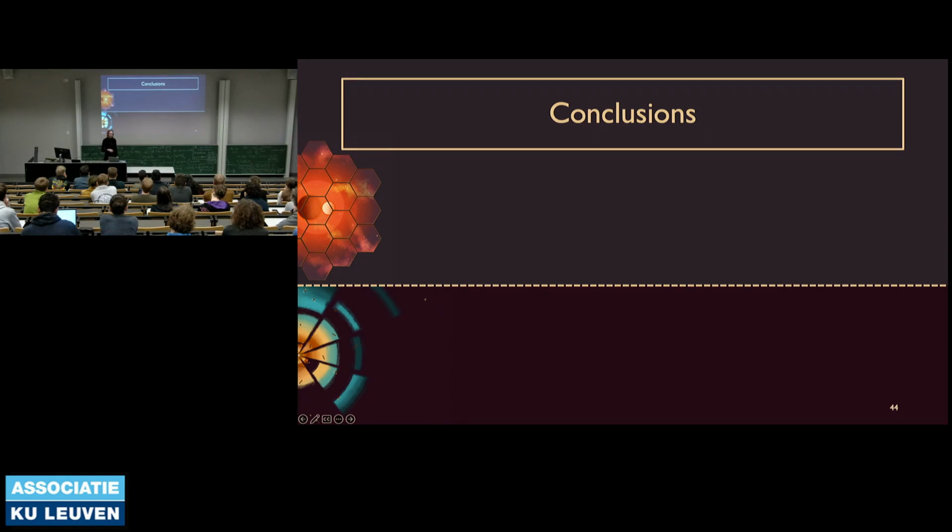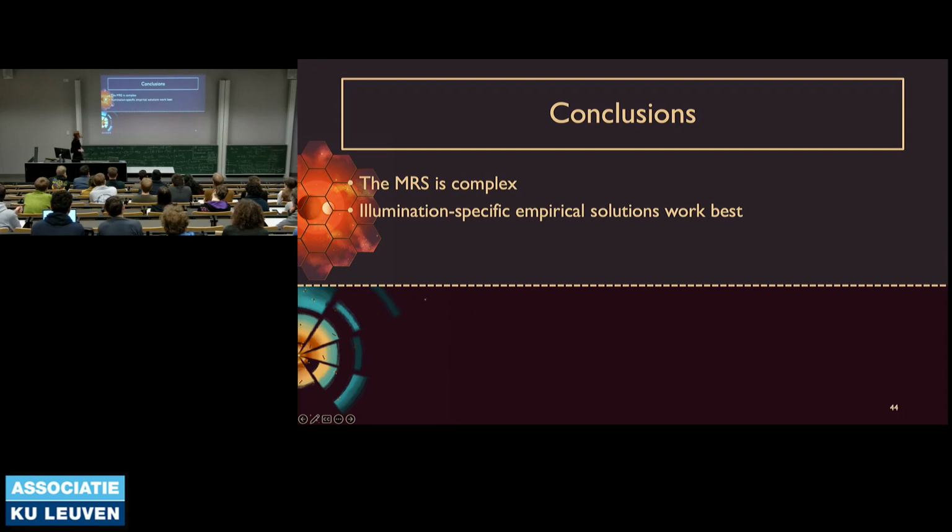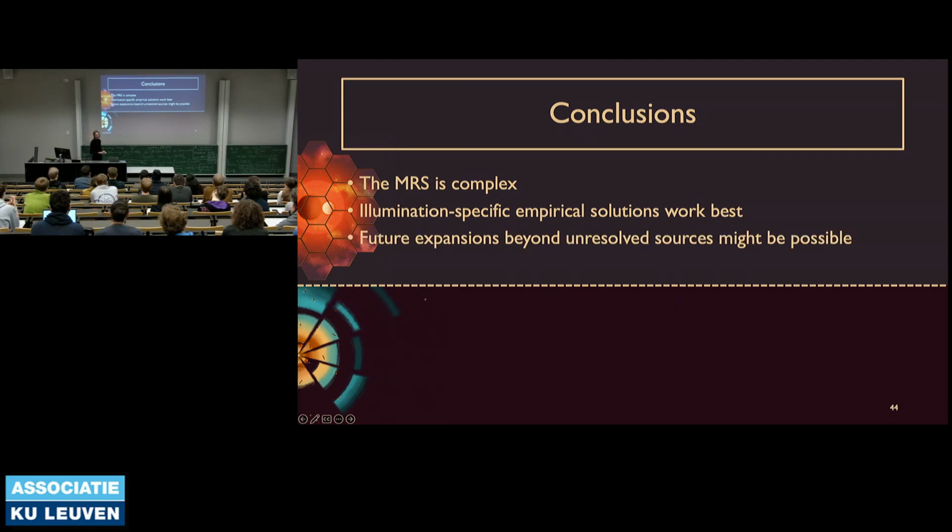So to conclude, the MRS is complex, and we need to understand it properly to be able to get the best spectra out so that we can look at these line ratios and have them be accurate. Illumination-specific empirical solutions work best. They work really well. Unfortunately, they don't work if you have something that's resolved because it's much harder to reproduce. But there are some solutions that might be possible that I'll be looking into.